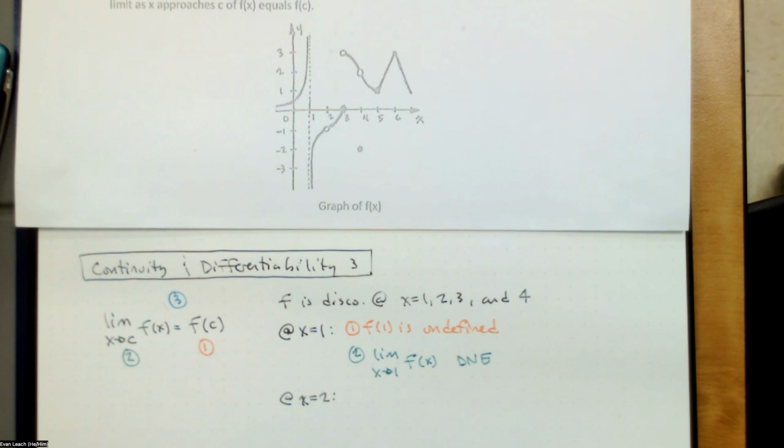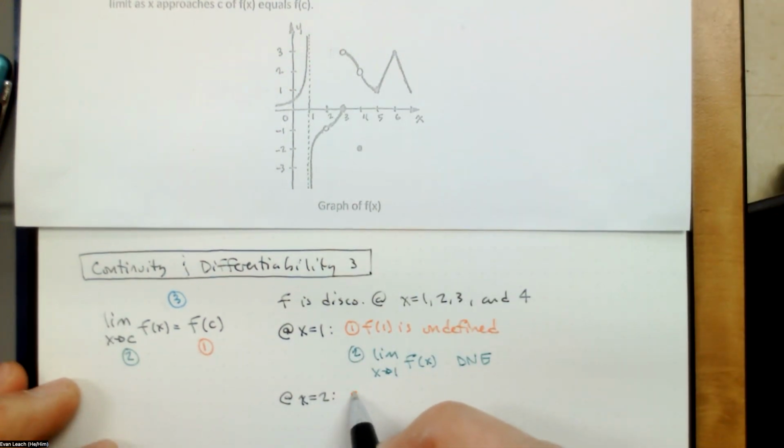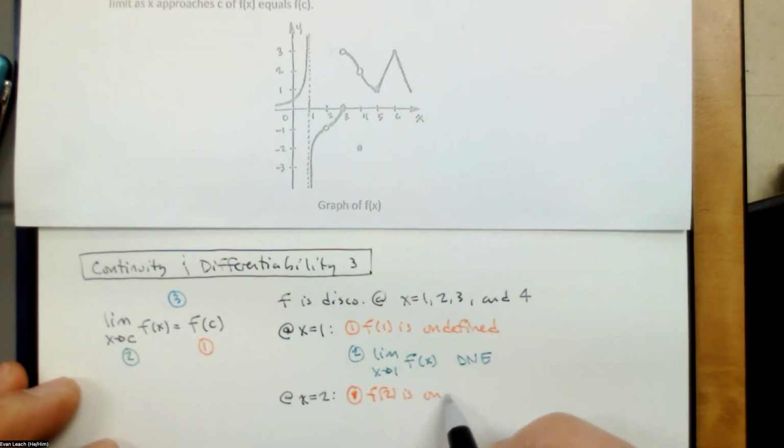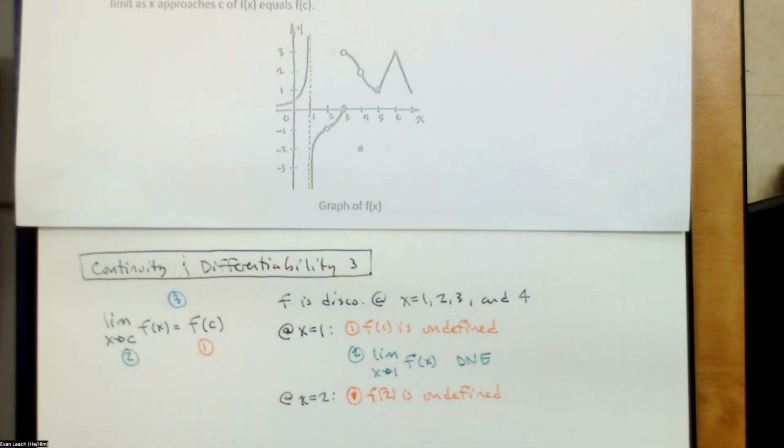F of 2 is undefined. There's no value. When we try to look up the value of the function, f of 2 is undefined. There is no value that we can assign to the function when x is equal to 2. What about the limits? Does the limit exist? Yeah, the limit exists, but that's not relevant because the function is headed somewhere, but the function is nowhere when we get there.